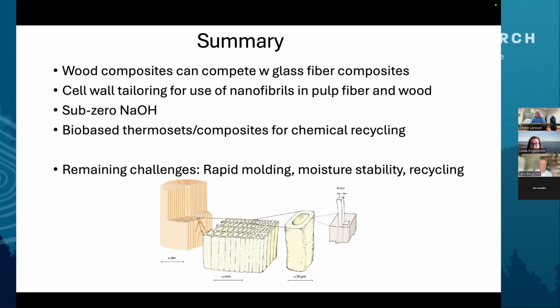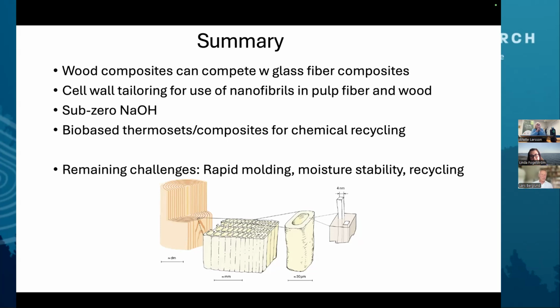Just a curiosity-based question: you have this sub-zero sodium hydroxide swelling. There are different ways to dissolve and swell cellulose. So what do you think about the possibilities to develop these swelling approaches even further?